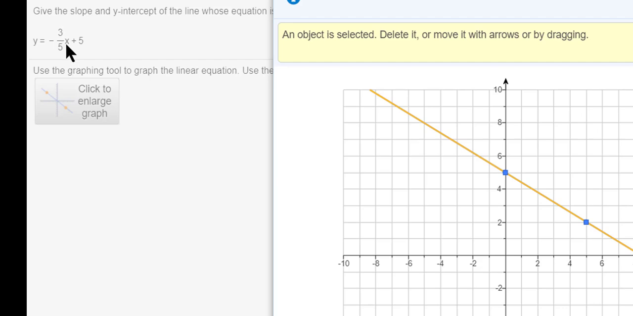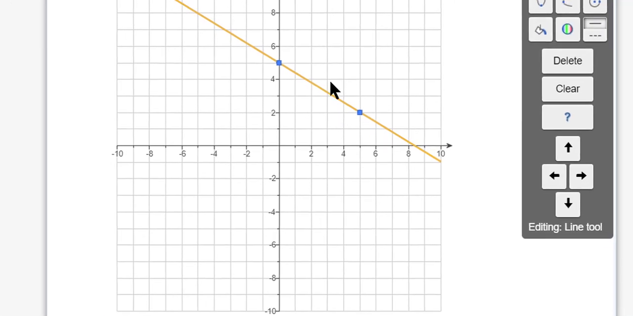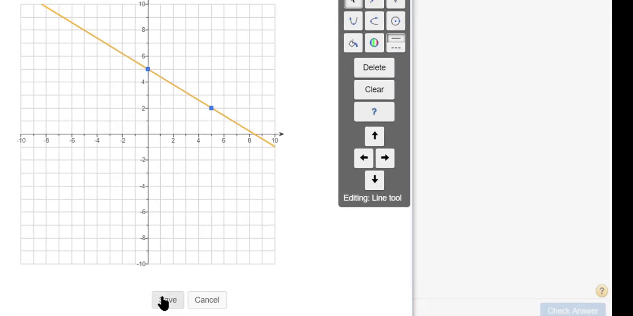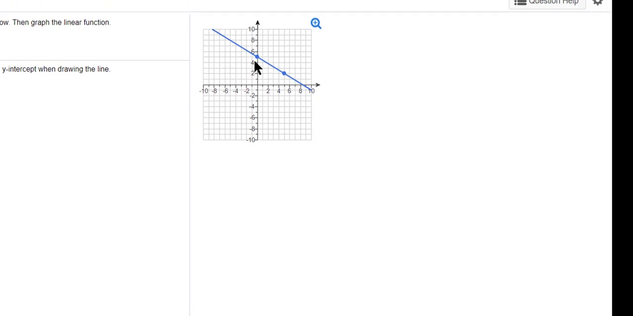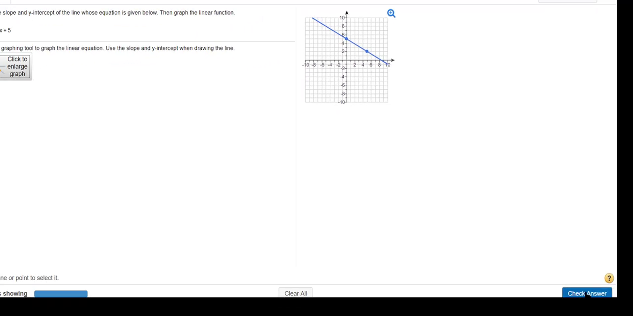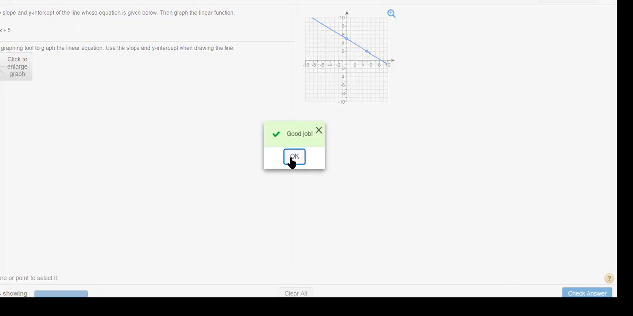I picked 5 because I see if I put a 5 in for x, the 5 in the denominator would cancel, making this an easier problem to solve. But that's pretty much it. So I'm going to click Save, and there is my graph. So I press Check Answer, and I get the good job.